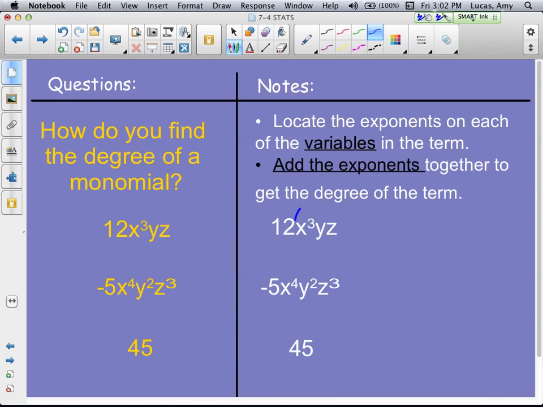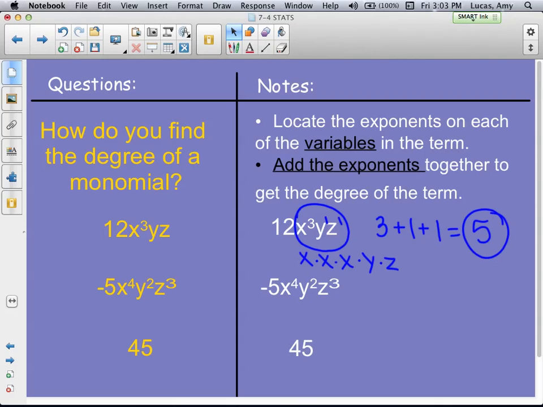So my variables right here are x, y, and z. The exponent on x is a 3. The exponent on the y and on the z. Remember that the exponent represents repeated multiplication, like x to the third would be x times x times x. And then this one just says times y and times z. So those variables occur only once. So you don't see the exponent, but the exponent is really a 1. So when I add together my exponents, 3 plus 1 plus 1, I get a degree of 5 for that first term.